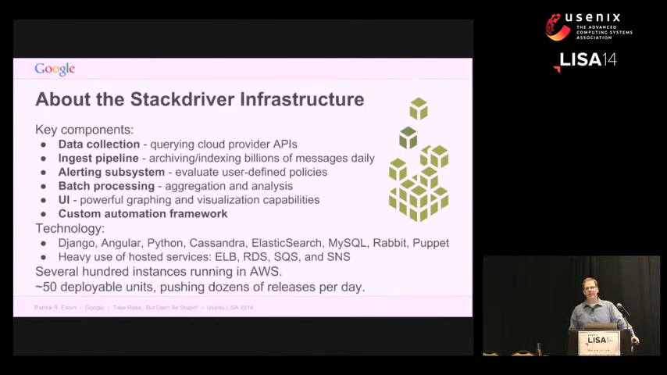At a high level, there are many characteristics of the Lambda architecture that are, again, typical of so many systems that we build today. Some of the key components of that system are the data collection subsystem, which are components querying the cloud provider APIs to collect the monitoring data that we want to manage. There's the ingest pipeline, which is responsible for archiving and indexing all those messages that we collect. The alerting subsystem: we have a custom alerting subsystem, which evaluates user-defined policies on that data and notifies our customers if their system is out of policy for some reason.